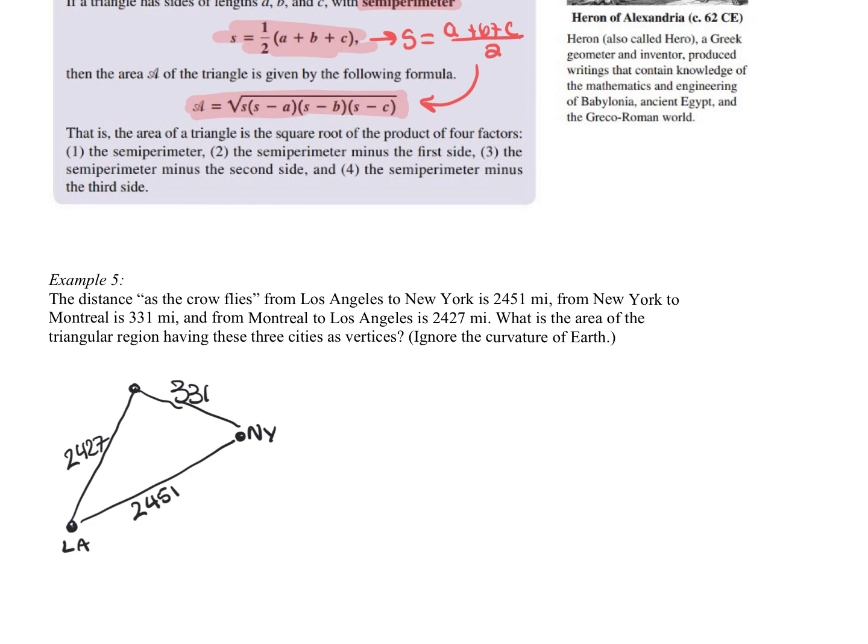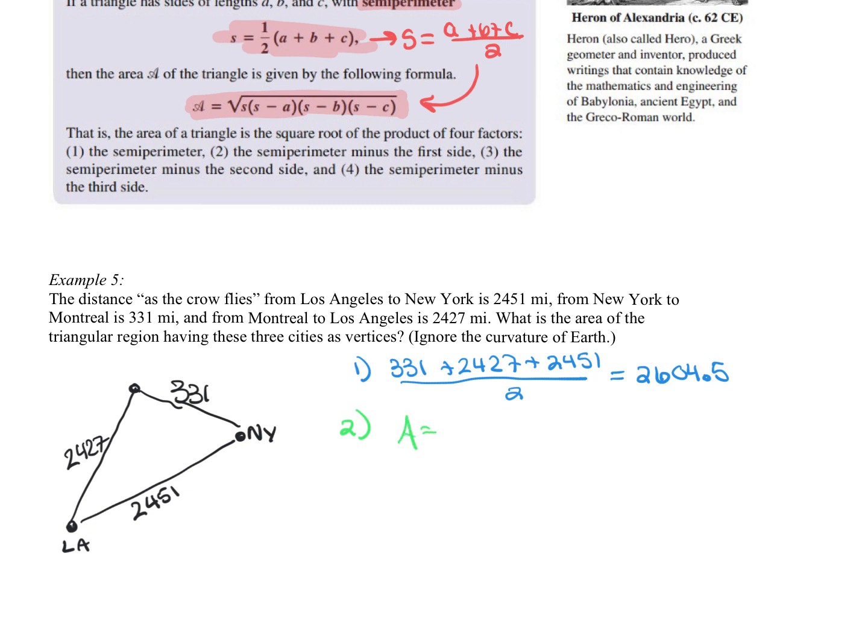So, step 1 is to find the semi-perimeter. You're going to do 331 plus 2,427 plus 2,451, all divided by 2. When you do this, store it in your calculator. You should get 2,604.5. Once that's stored in your calculator, we can do our formula.